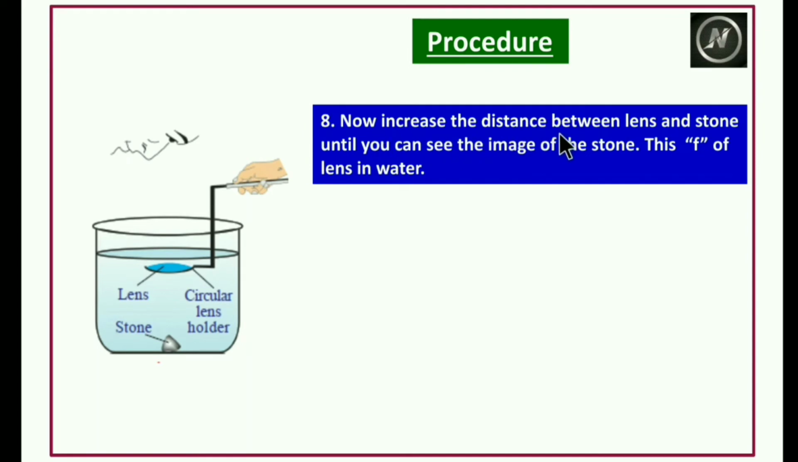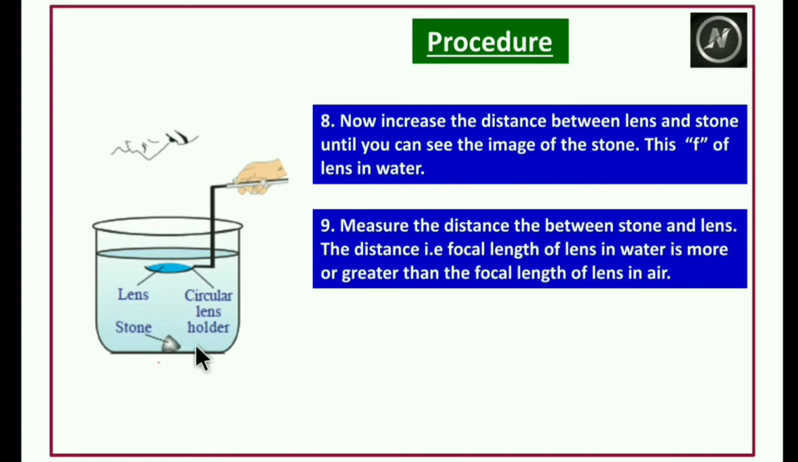Now, increase the distance between the lens and the stone until you can see the image of the stone. And this distance is the focal length of the lens in water. Measure the distance between the stone and the lens where you are able to see the image of the stone.